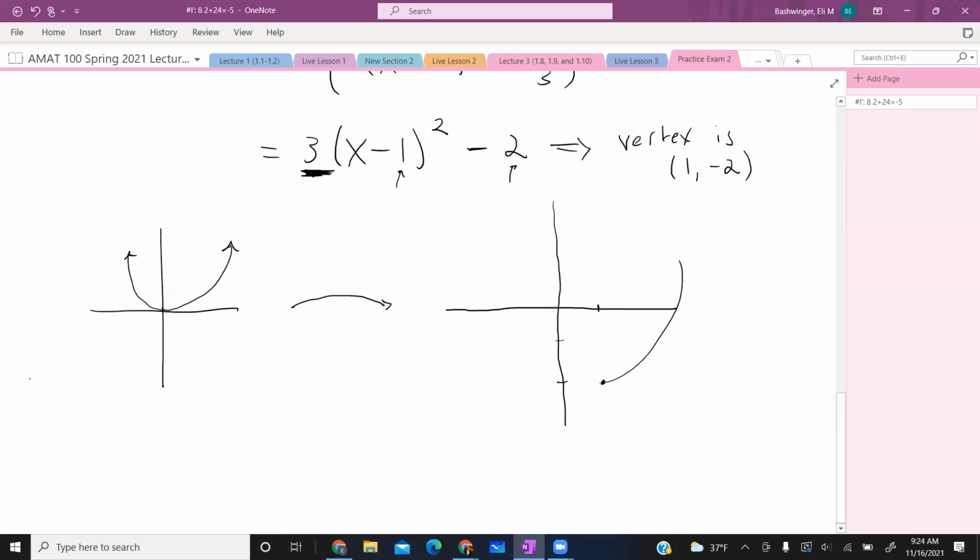Wait, let me look at the problem. What do we need to know? Actually, we don't mention x and y intercepts, but we can find those. So the y-intercept, you plug in 0, and then you get negative 1 squared times 3. Negative 1 squared is 1, then times 3 is just 3, and then minus 2 is 1. So it crosses at 1 up here, maybe.